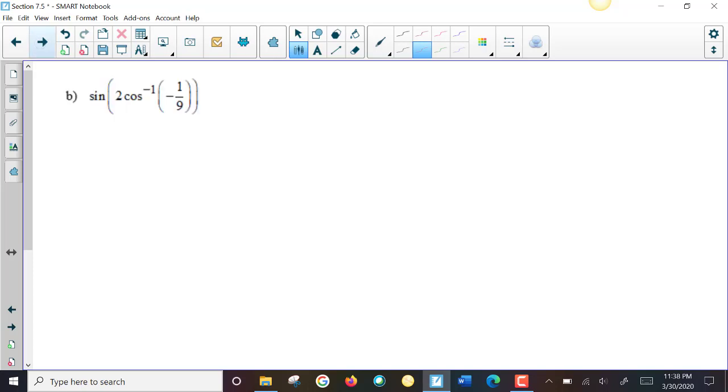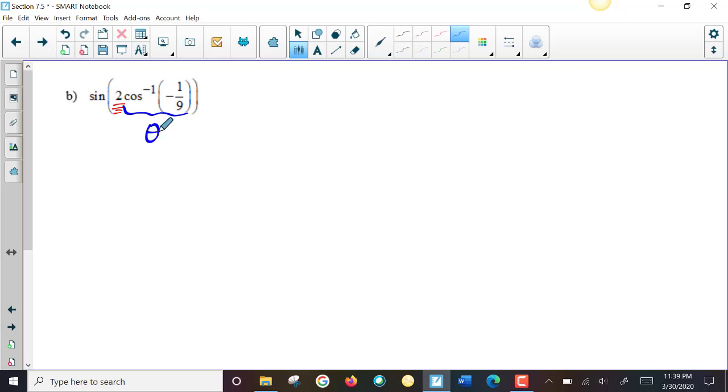All right, let's do another one. We've got a little something else going on in here, though. We got to pay attention. Okay, so I'm saying, what's the sine of, here's what we did not have in the last example, 2 times the inverse cosine of -1/9. Now, I don't know about you, but I don't know what the inverse cosine of -1/9 is. I don't know that angle, so I'm just going to call it theta.